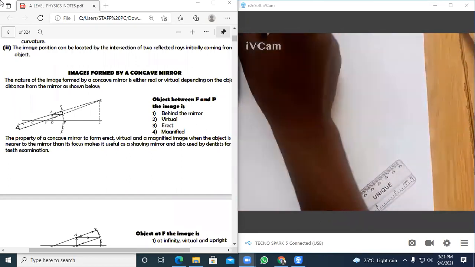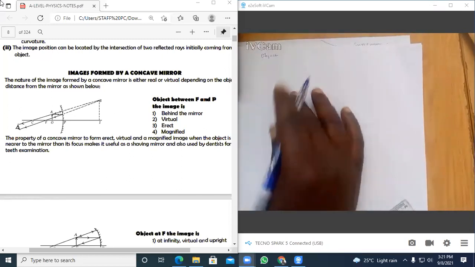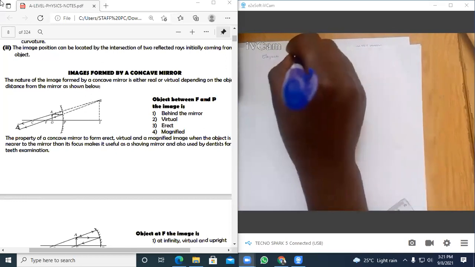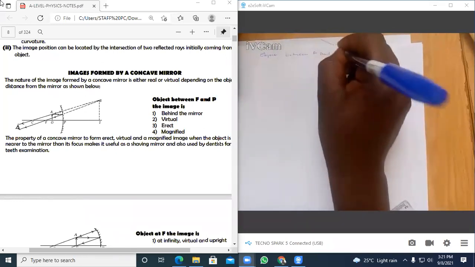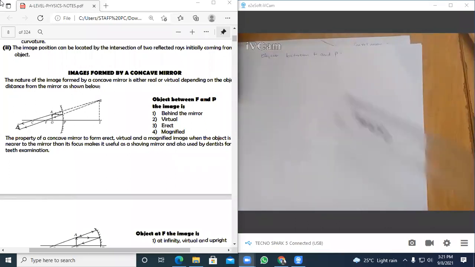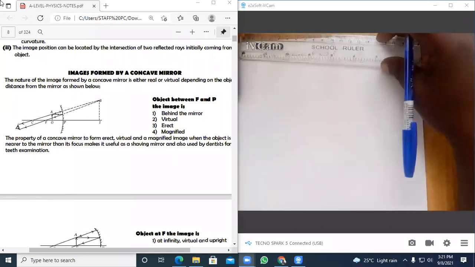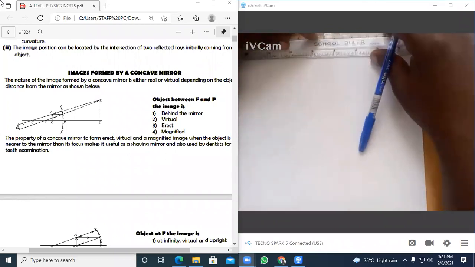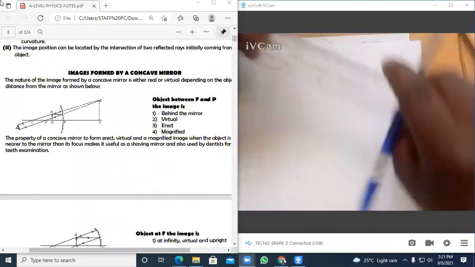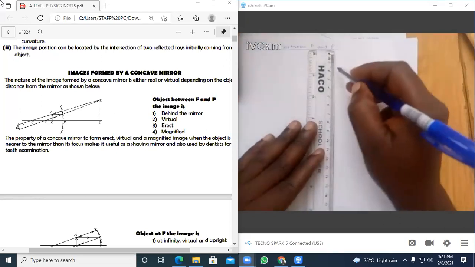And this time we are seeing the object between F and P. Object between F and what? F and P. So with the object between F and P, where is the image formed? So let us see. So you come and draw.